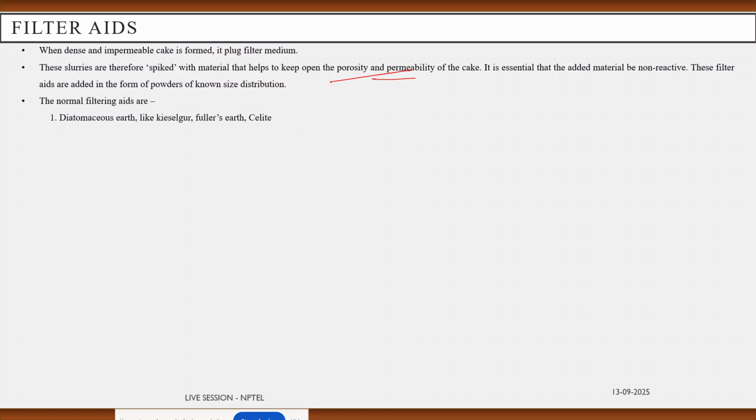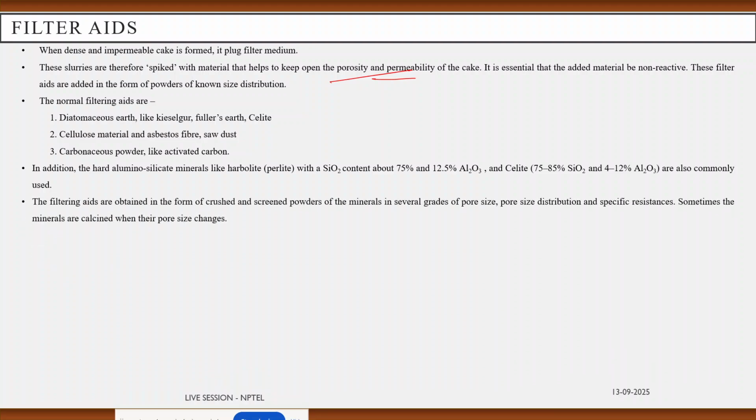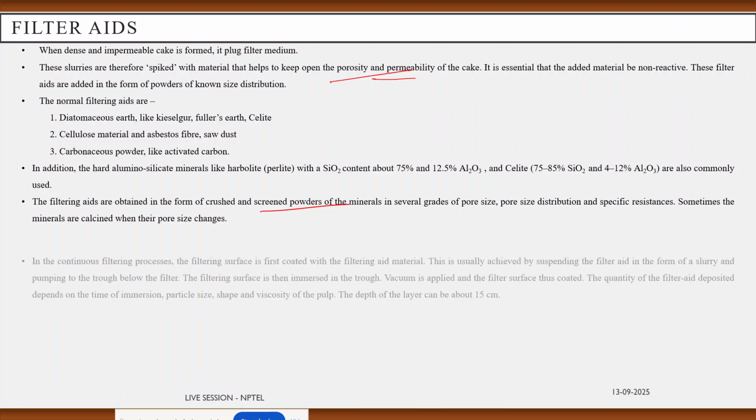The normal filter aids used are diatomaceous earth, like fuller's earth or kieselguhr. Others are cellulose material, asbestos fiber, sawdust, or carbonaceous particles like activated carbon. In addition, hard aluminosilicate materials or minerals are very commonly used. The filter aids are obtained in the form of crushed and screened powder from minerals, with several grades of pore size and pore size distribution, and specific resistance as well.